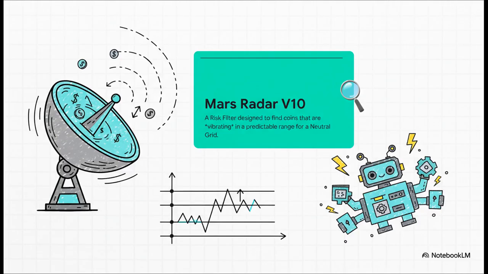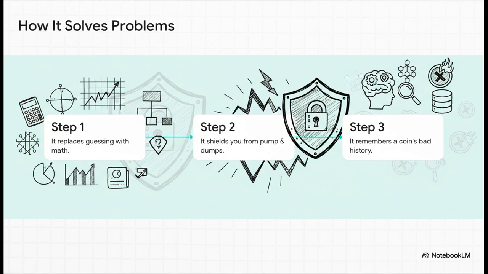Now, this is so important. Mars Radar is not another Telegram group just screaming, buy this coin. It's a risk filter. Its entire job is to scan the market for coins that are not going to the moon and are not crashing to zero. It's looking for coins that are just vibrating inside a mathematically defined space, because that vibration, that's where grid bots print money.